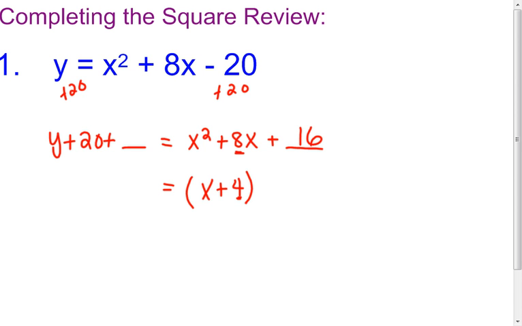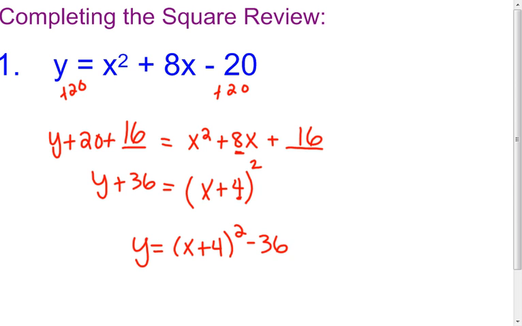And if I add 16 to the right side, I have to add 16 to the left side to keep that equation balanced, okay? That's squared over here. And then, of course, on the left, 20 plus 16 becomes 36, so I have y plus 36 equals that. And then, of course, you want this solved for y in the end, and so you will actually end up subtracting that 36 back over so that it looks like this. And that's just your basic average complete the square.